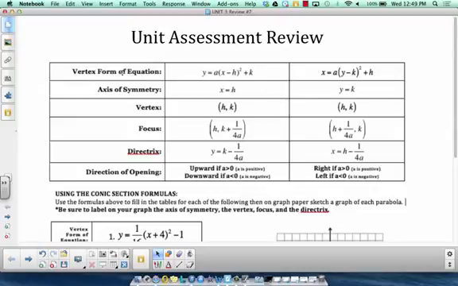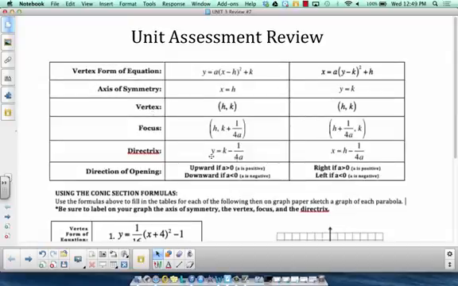What happens if my vertex form of the equation is a y equals or an x equals? Recall that if it's a y equals, it opens either up or down. If it's an x equals, it opens either left or right. Also remember, this is going to be right on your test, so this is information that you can access as you're going through the question.